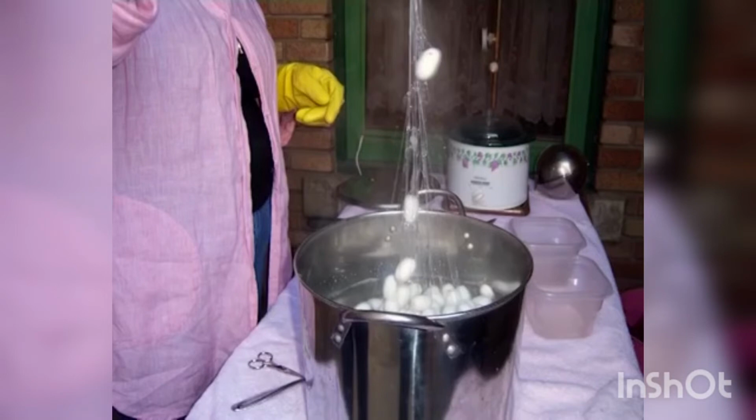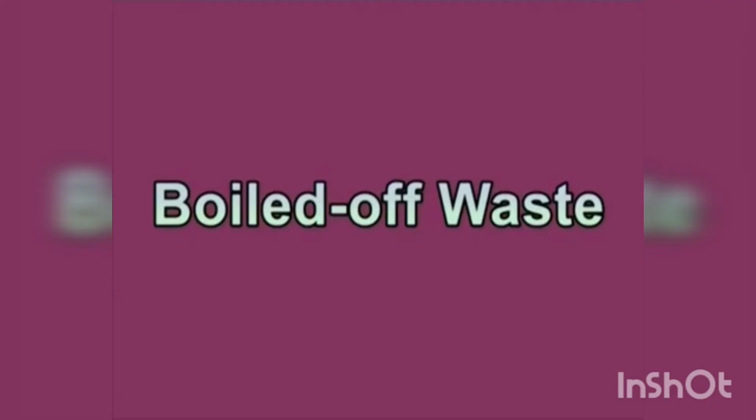In the sunken system of reeling, the floss is removed after cooking by manual or mechanical brushing and collected separately. This type of waste is also a good quality waste sent to spinning mills. Boil off waste.